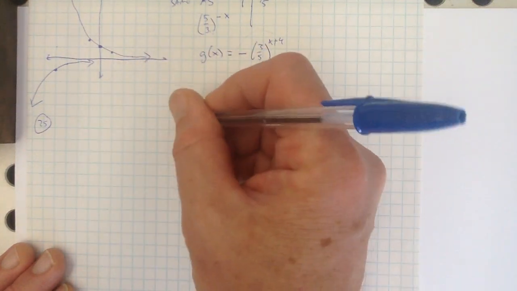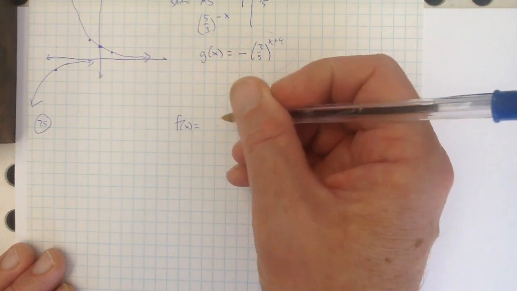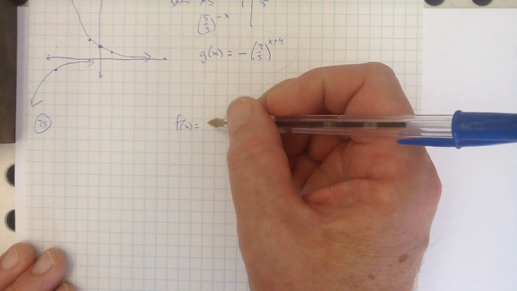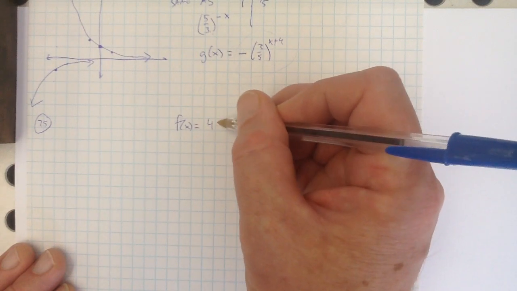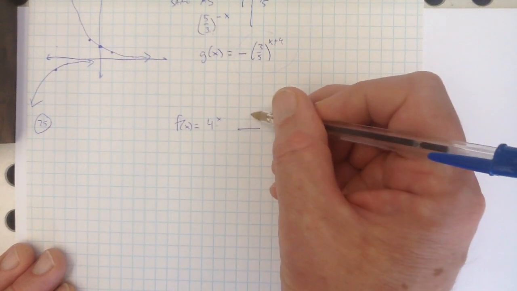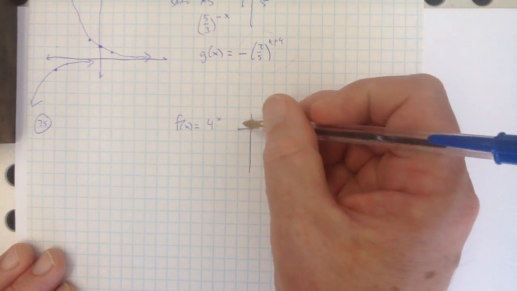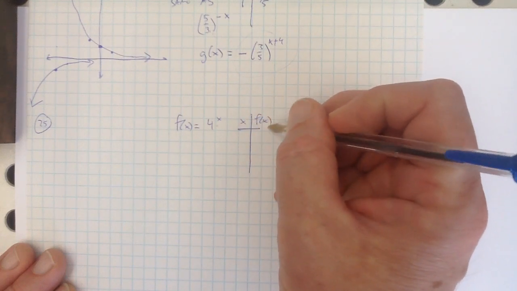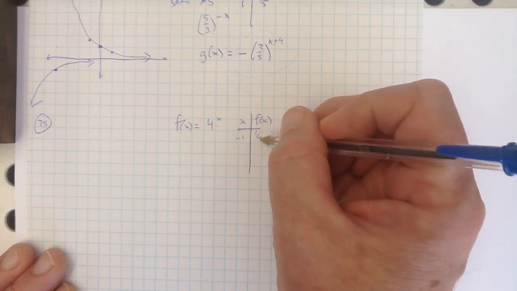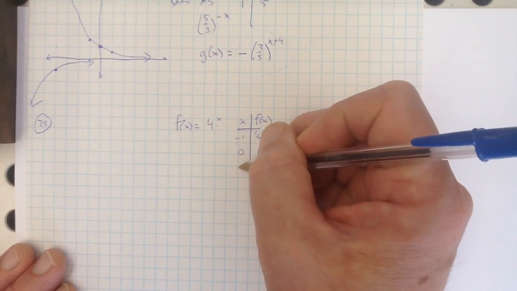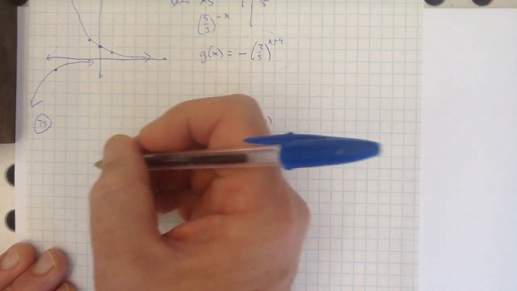So here we've got f of x is equal to 4 to the x. Going to be very similar to 3 to the x. Except when you plug in -1, now you're going to get 1/4. When you plug in 0, you're going to get 1. When you plug in 1, you're going to get 4.